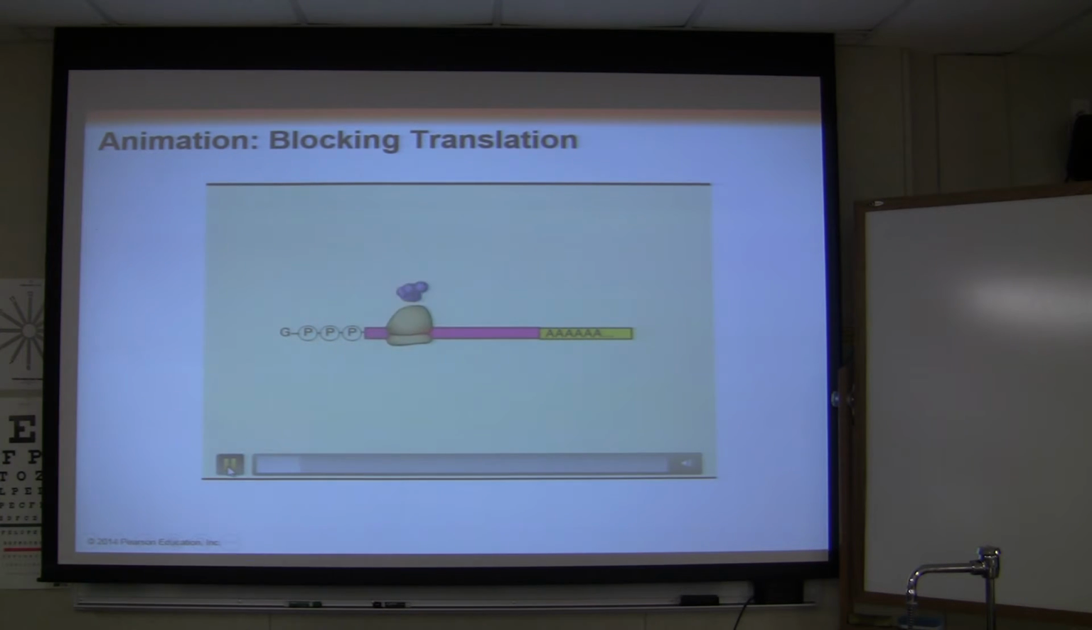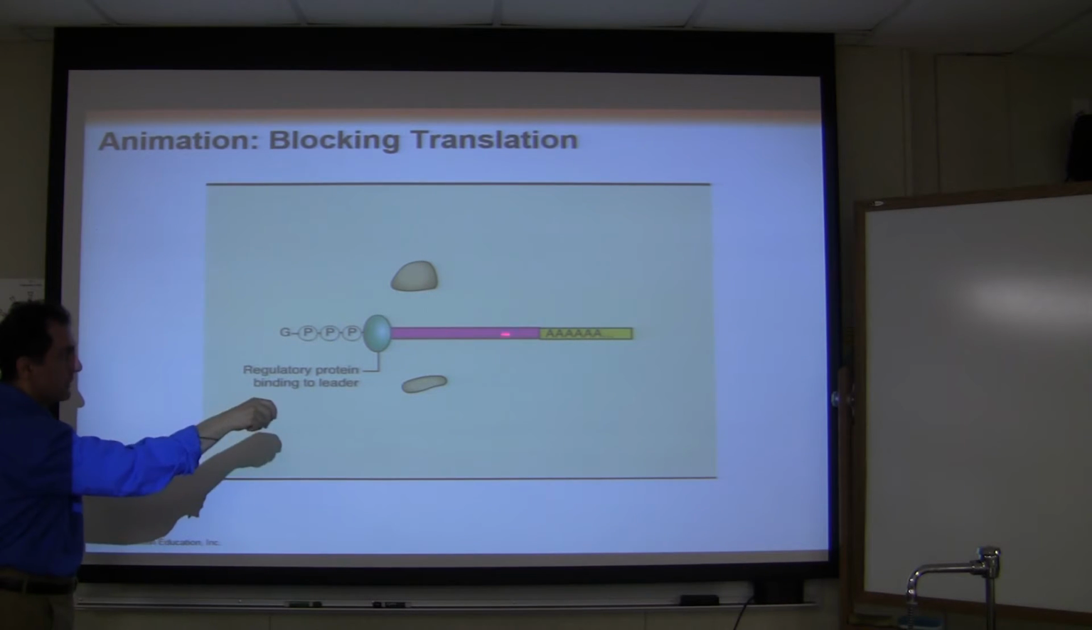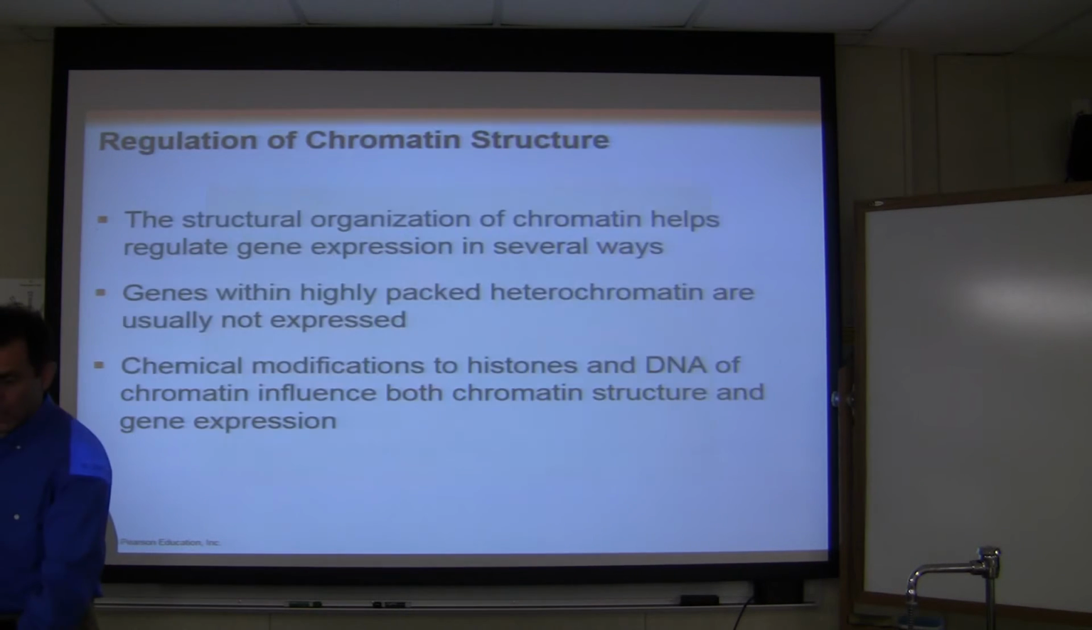Translation of specific mRNAs may also be blocked by regulatory proteins that bind to sequences within the untranslated region at the 5' end of the mRNA molecule, modulating the amount of protein produced. This is the ribosome. The large subunit and small subunit of the ribosome cannot come together because of this regulatory protein binding. If they do not come together, then translation will not occur. Transcription already occurred, but translation will not occur.